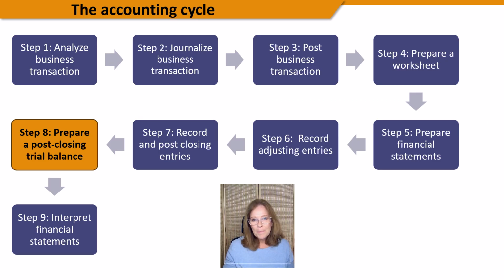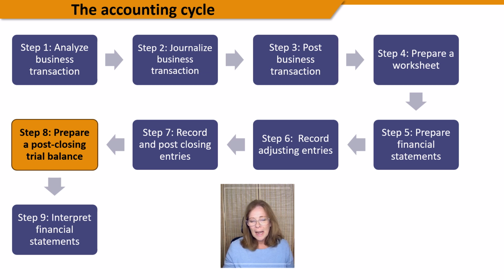The 8th step in the 9-step accounting cycle is the post-closing trial balance. It contains only the permanent accounts which were not closed at the end of the period when we posted our closing journal entries for the temporary accounts. We prepare this post-closing trial balance to prove that our trial balance still balances and that all revenue, expense, and drawing accounts have a 0 balance.